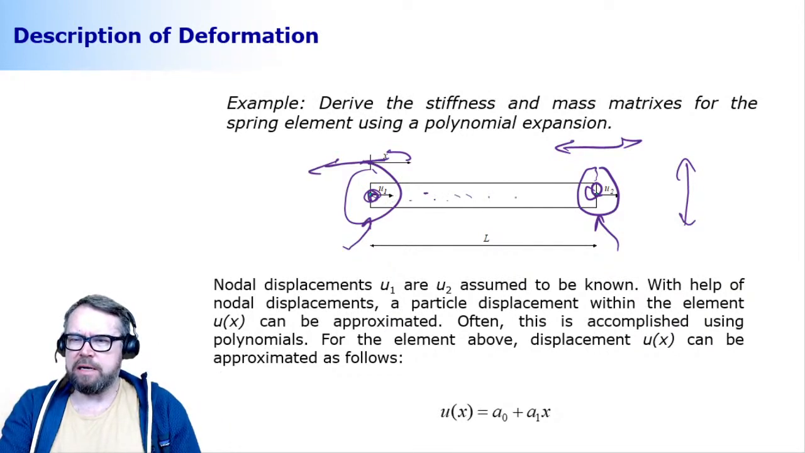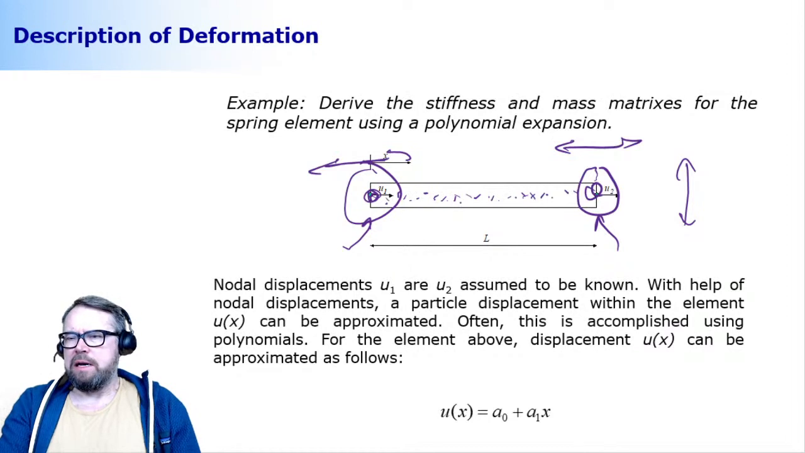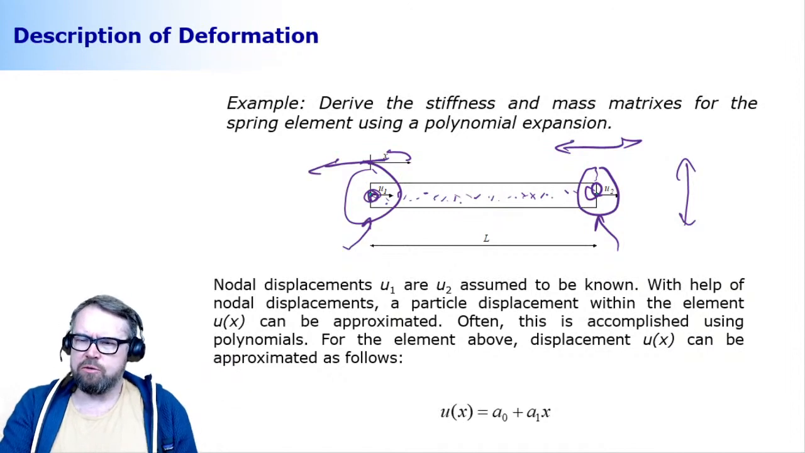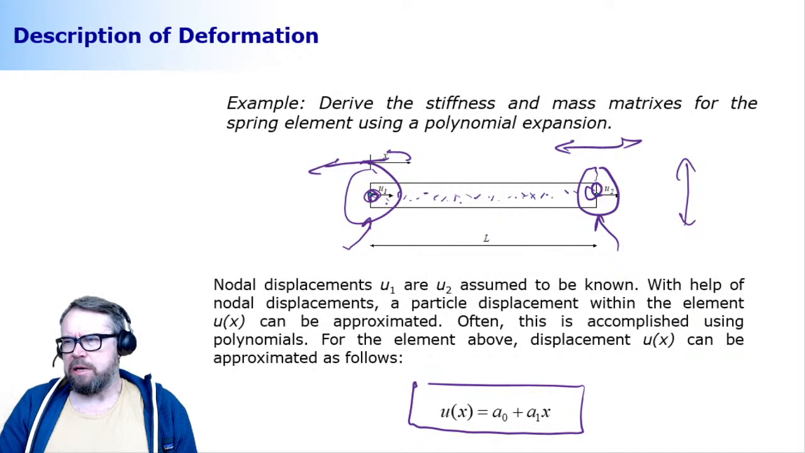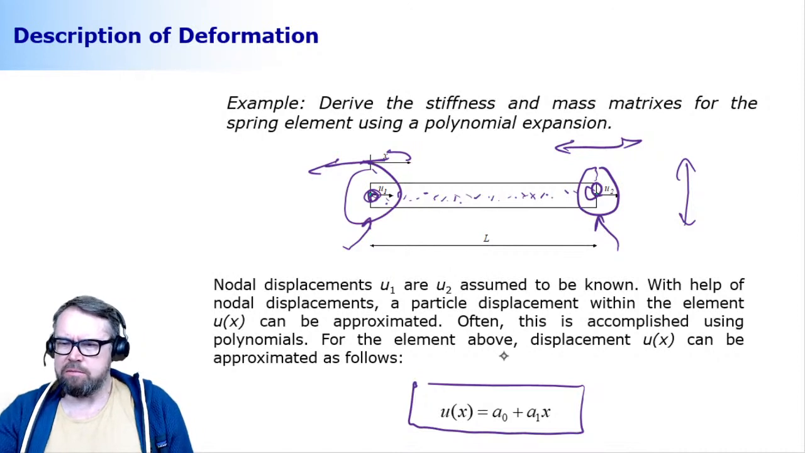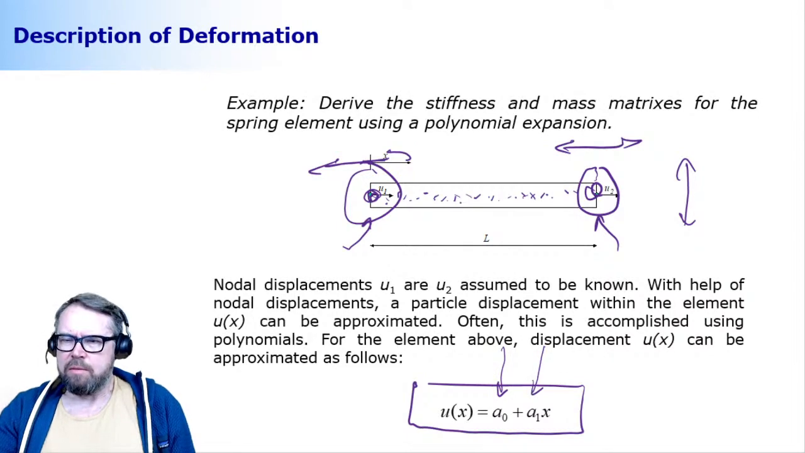And remember, there is, again, an infinite number of particles along the line of this element here. How can I predict them to behave? The easiest solution is that I'm going to use a simple polynomial expansion, as shown here. In this polynomial expansion, I have a constant value, which is a0. This is my constant value.